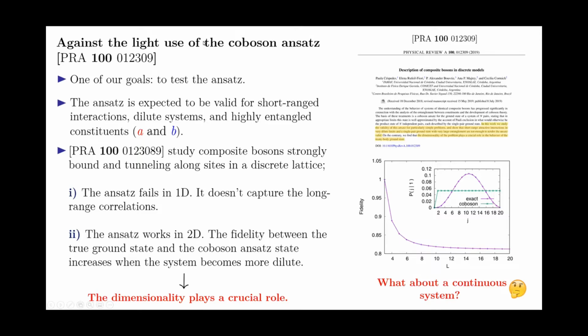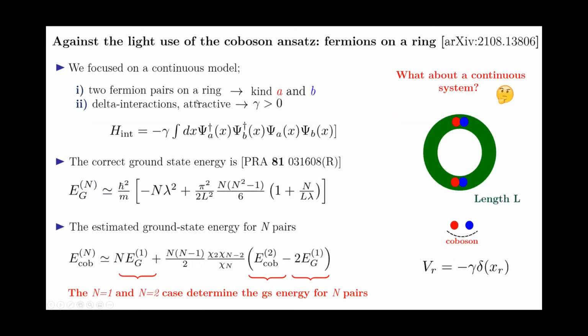And that leads us to focus on the case of two fermion pairs on a ring of length L, where the red and blue particles interact with a delta attractive potential. The correct or true ground state for this system is well known. It is solvable by means of the Bethe ansatz, and the ground state for the unpolarized case can be found in this reference here. So we wanted to compare this known energy with the Qubosonic energy.